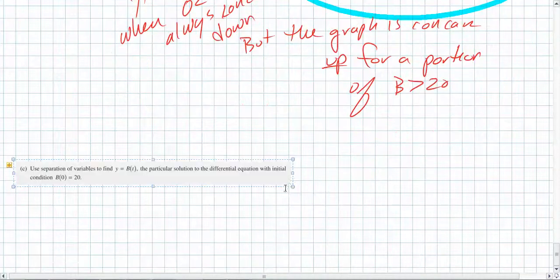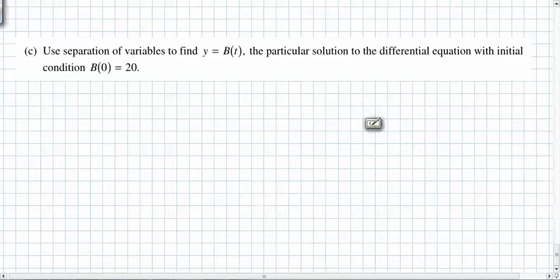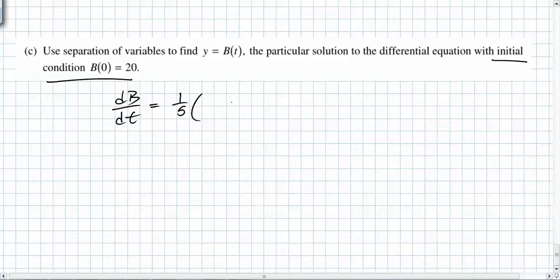When did we have to do this? We did a bunch of these when we did it with slope fields. So we know that we're trying to find one solution. How many integrals does a given derivative have? Yeah, exactly. So in order to get one of them, what do you need? You need a condition. It's called an initial condition. So you know dB dt is 1/5 times what? 100 minus b. So what if we want to separate these variables?